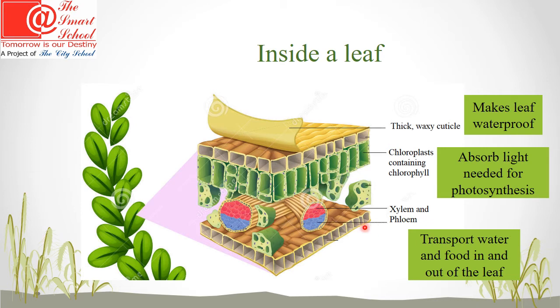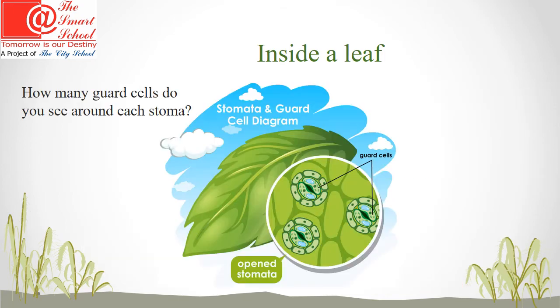Then comes xylem and phloem. They transport water and food in and out of the leaf. A stoma is a tiny hole or an opening that is often present on the underside of a leaf. Here you can see this opening which is called a stoma. If we are referring to more than one stoma, we call them stomata.